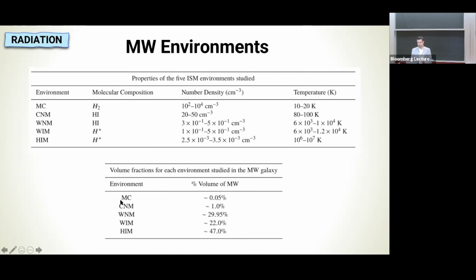You see, the molecular cloud is maybe, as we will see in the next few slides, the best environment to find an intermediate mass black hole because it's very dense, it's lower temperature, etc. But it's very unlikely. It's about 0.05% volume weighted in the Milky Way, while the hot ionized medium is the most likely to be found.